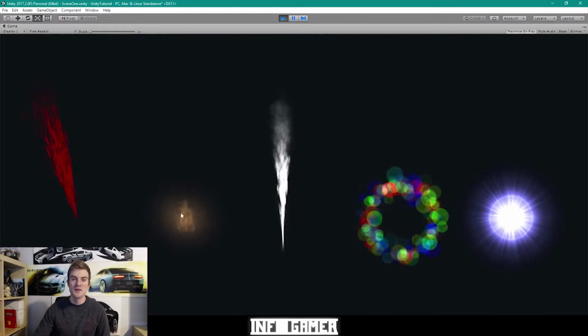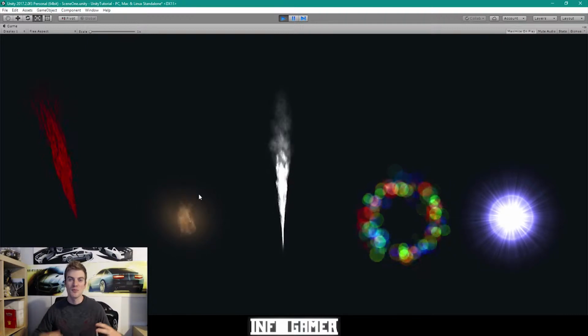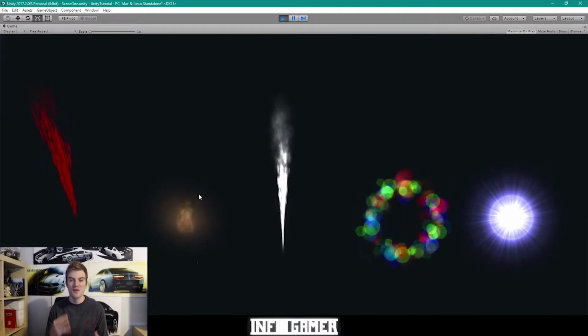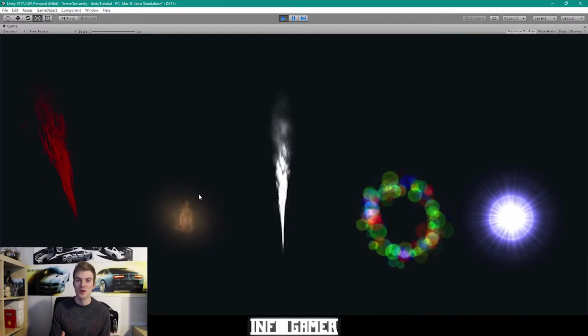Now, these first three demos that we've covered so far are very practical applications of particle systems. We have blood, fire, water. Those are all real-world things that we can represent with a particle system.